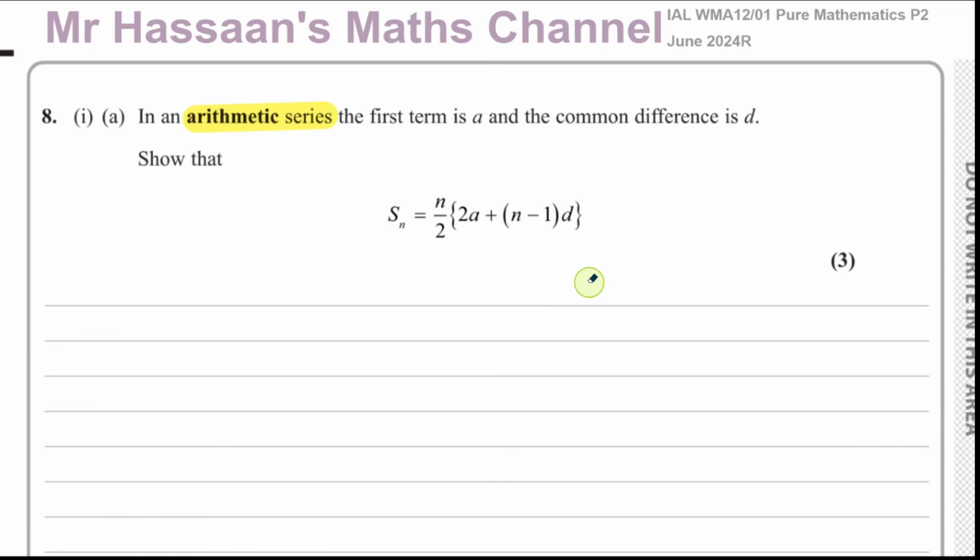Now, we want to prove this formula for the sum of the first n terms of an arithmetic series which has a common difference of d and a first term of a. Now, in order for us to understand this in a very comprehensive way, I'm going to go back in time to 1777, or about 1785 or something like that. There's a guy called Carl Friedrich Gauss who was born in Austria in 1777.